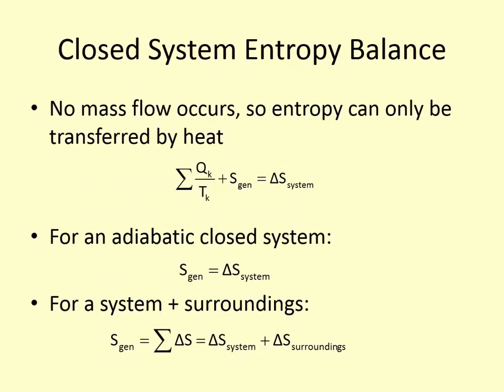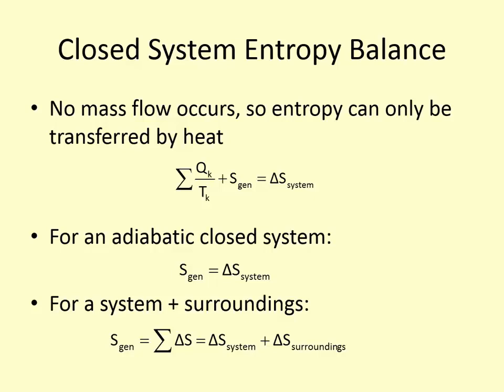Let's look at the difference between closed and open systems. In a closed system entropy balance, the only contributing factor to entropy change will be heat transfer, because work doesn't have any entropy associated with it, and there's no mass flow. So the entropy equation can be written as the sum of the heat transfers over the temperature at which they occur, plus S gen, equal to the change in entropy of the system. If it's an adiabatic closed system, then the entropy generation is just equal to the change in entropy of the system.